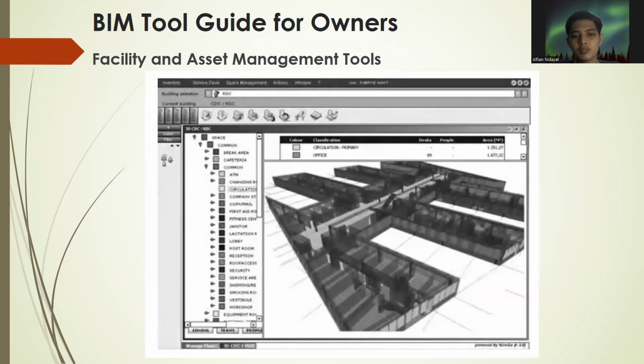This is an example figure of a facility and asset management tool. There is a 3D model and there is 3D information on the left, and there are spaces: common, big area, cafeteria common, ATM, circulation, fitness, washroom, lobby, security, service, smoking area, and so on.